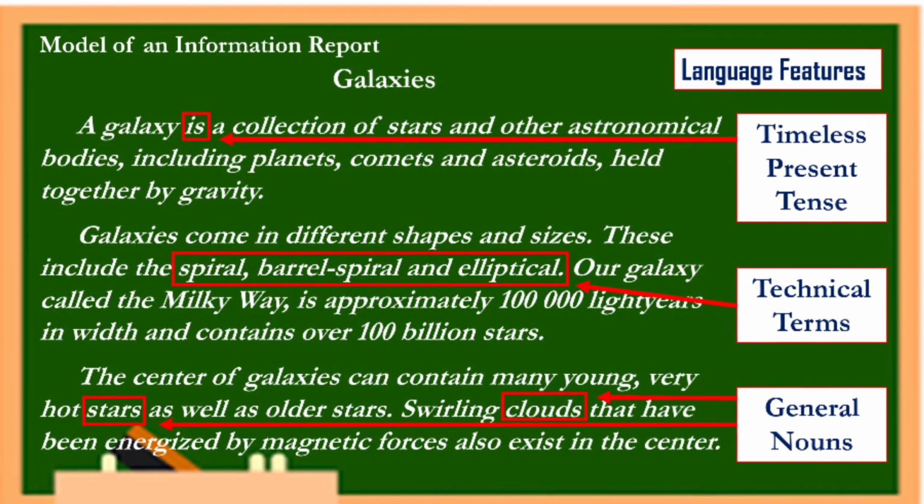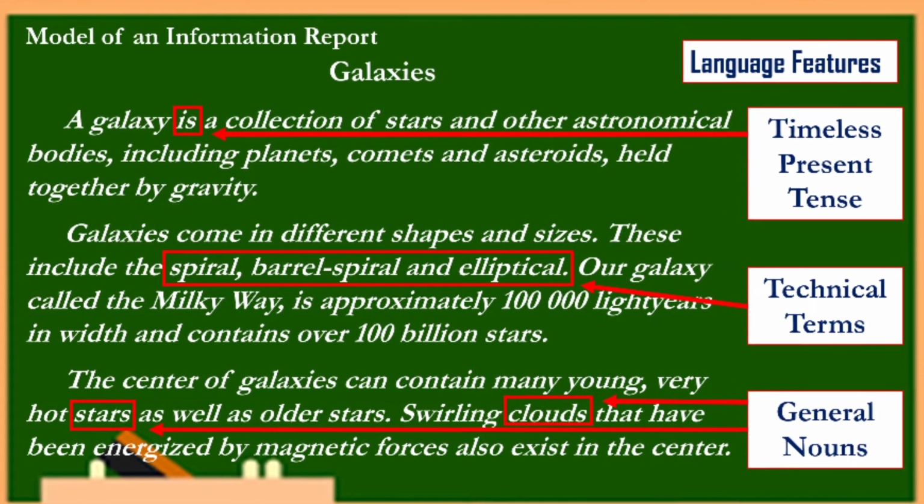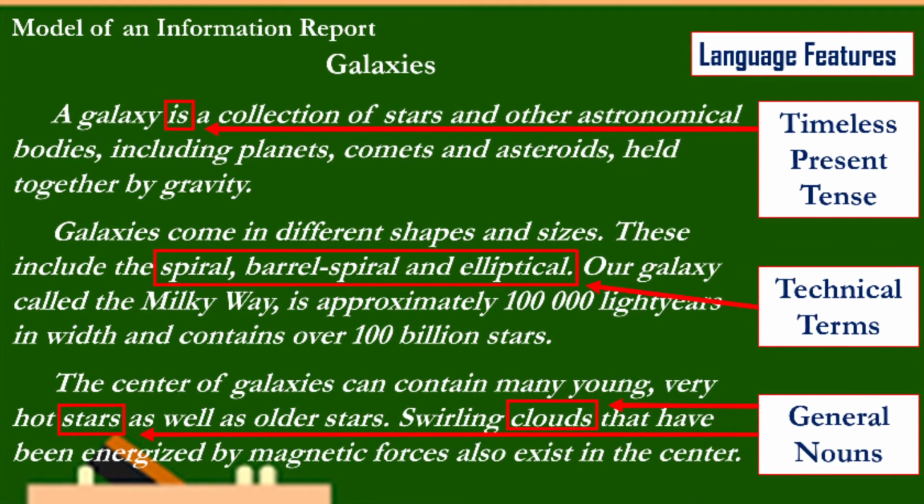How about looking for the language features? So we have here in the same model, timeless present tense, okay, using the word is. We also have technical terms, which are spiral, barrel, spiral, and elliptical. And the general nouns, stars and clouds. And that comprises the purpose, the language features, and the structure of an information text.